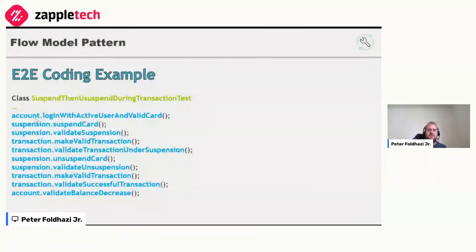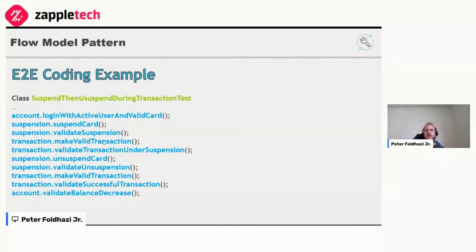Now, in this example, you see we are leveraging more than just one flow model. So account flow, suspension flow, transaction flow, again the suspension, again the transaction, and again the account flow. So three different flow models. And again, it's very easy to understand what's going on. You know that you have a user, you want to log in with that and validate that it has a valid card. Okay, so it has a valid card. That's cool. Let's suspend that card because if there's a valid card, you can suspend it. And then let's check whether that suspension went through or not.